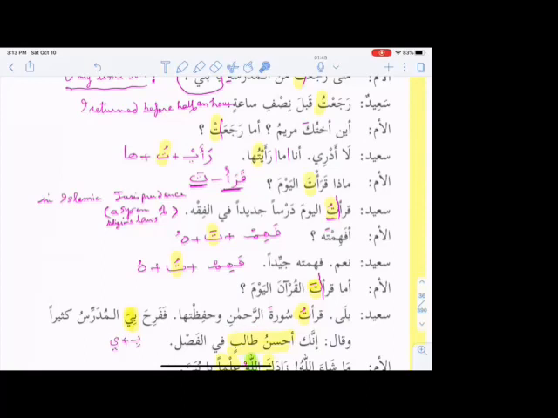And then, look at this, my brothers and sisters. Hafiztuha. And I memorized it. Hafiztuha. Qara'tu, I recited Surah Al-Rahman, and then on top of that, I memorized it.